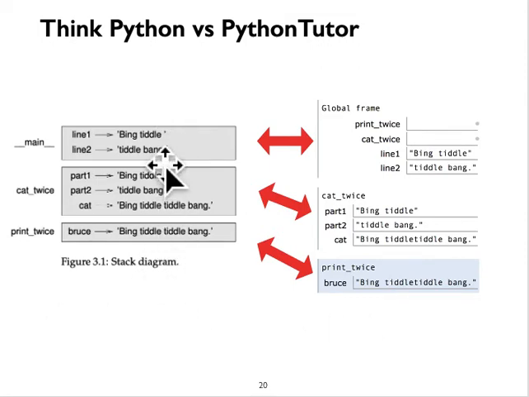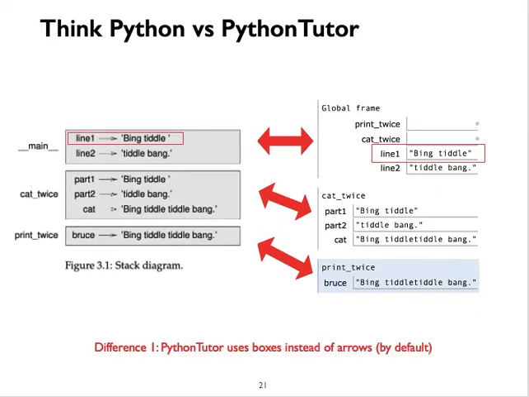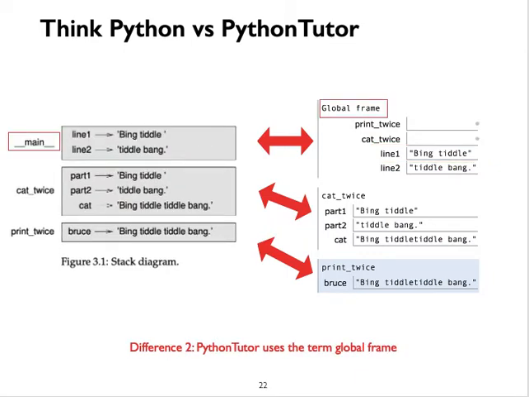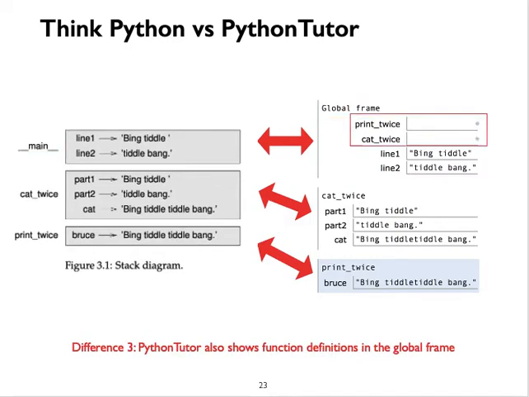This stack diagram is called a frame diagram in Python Tutor. It's basically the same thing. For instance, you will see boxes, and you'll see variables stored in boxes instead of variables getting values. You'll see the term global frame instead of main, and you'll see function definitions, even though you don't see function definitions in the book. The book won't show function definitions, but a global frame knows what functions it can call, and you'll see those functions that are available in the global frame listed there.